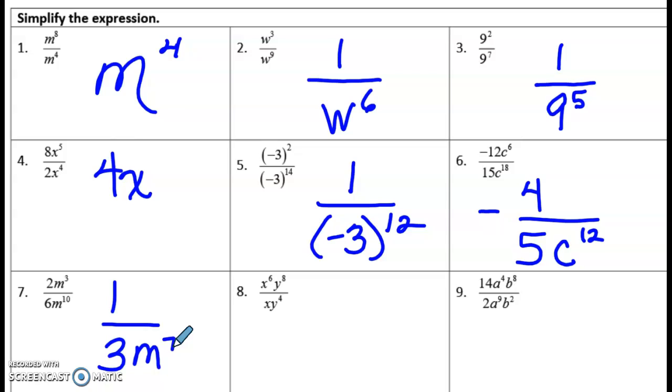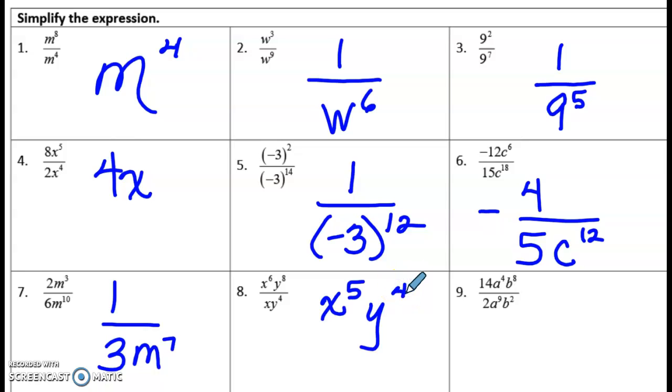In number 8, here we have x's on the top and we have y's. So we're just going to do it one at a time. There are more x's on the top. Remember, there's 1 down here, if there's no exponent of 1. There are actually 5 more x's in the numerator. There are more y's in the numerator as well. And there are 4 more y's. So you just do them separately.